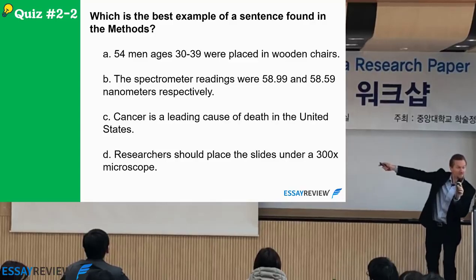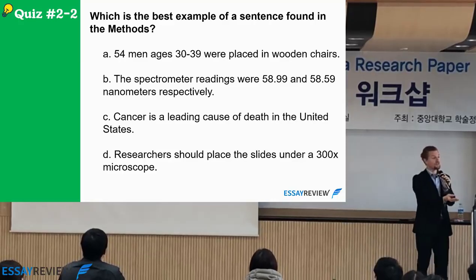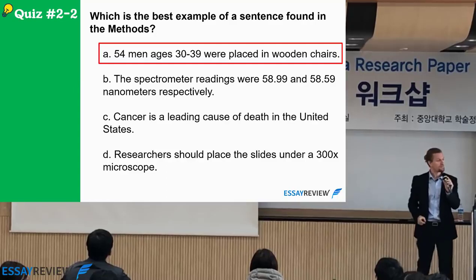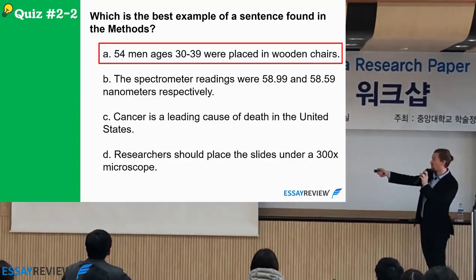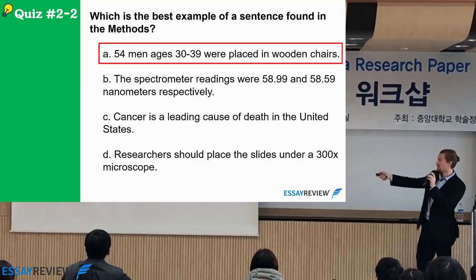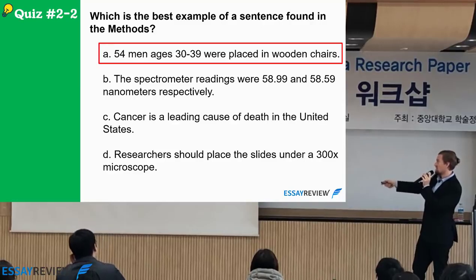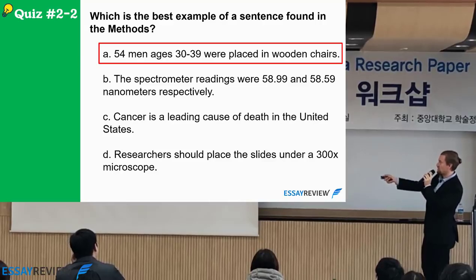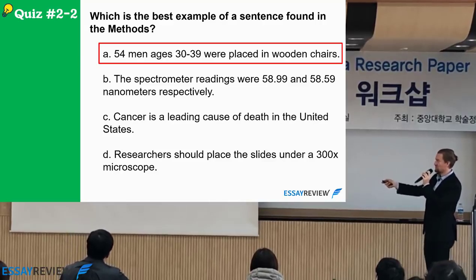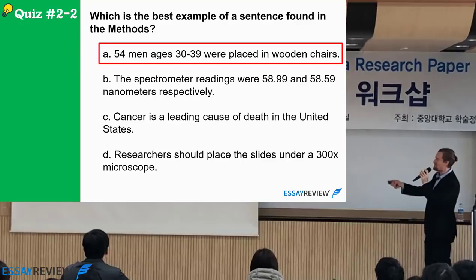Which one? A? The first one? I think you're the first one to get it right the first time. Nice job. Why do you think this is the best answer? Because it describes clearly how the methods were done. Yeah, right, good, thank you. It's clear what the sample is, right? It's how the procedure was undertaken. We have our sample, 54 men, what their ages are, and then what you're doing to them. I don't know what's going on with this methods, but that's what's happening in this experiment.